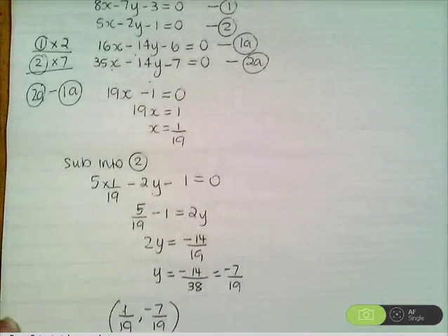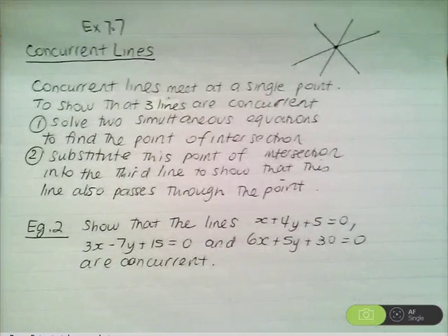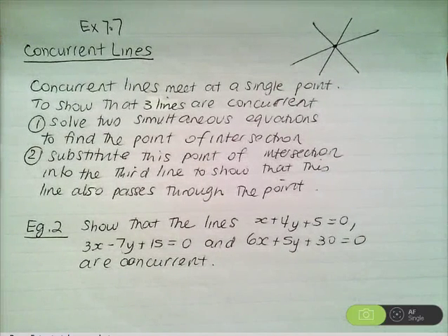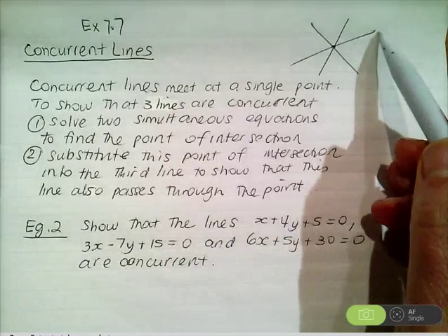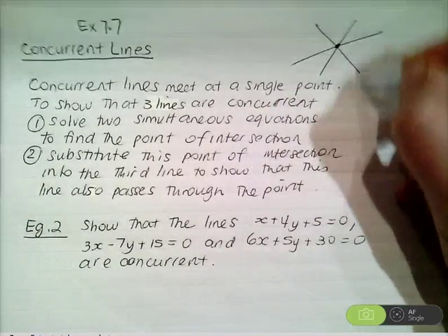Sorry, that's run off the page. Okay, so that is the point of intersection of those two lines. Now for the same exercise, we're looking at concurrent lines. Now concurrent lines are 3 or more lines that meet or pass through a single point.